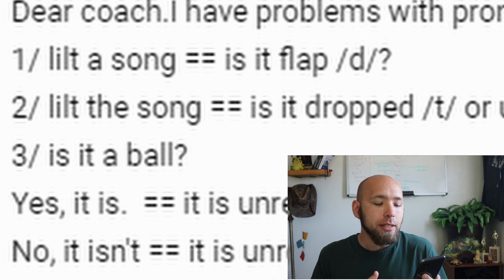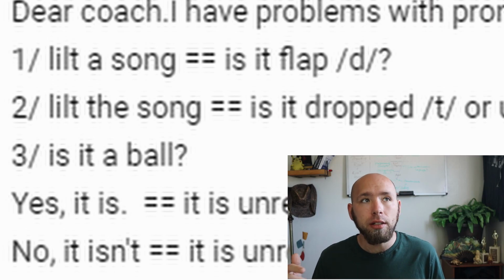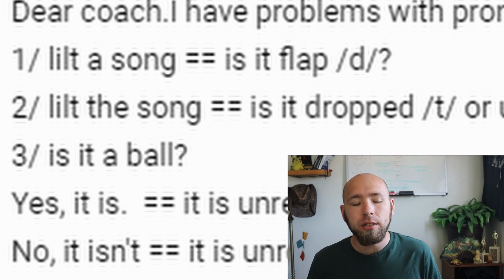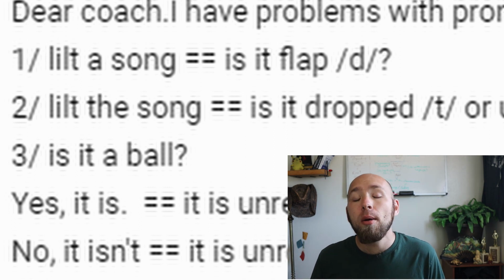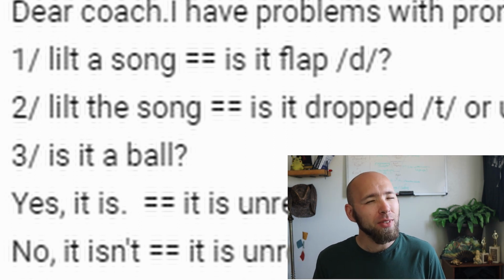So the question is, is the T in that a flapped D? Well, we know that next we have a vowel, and usually if a T connects over to a vowel, it becomes a flapped D in American English, right? So do I say "lil the song"? It's hard to do that, because this particular word is "lilt." We have the light L plus an L-colored second vowel, "ill," and then we have that T.